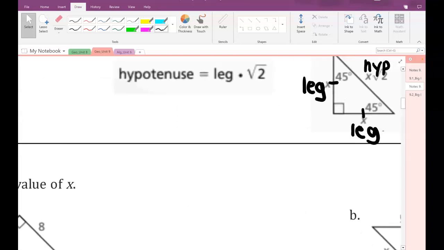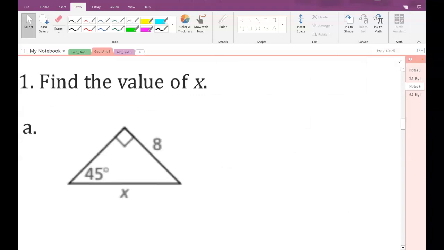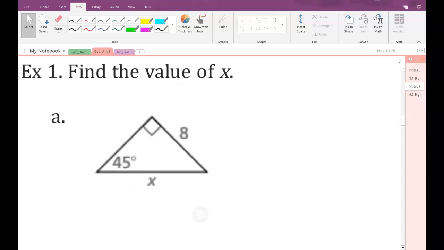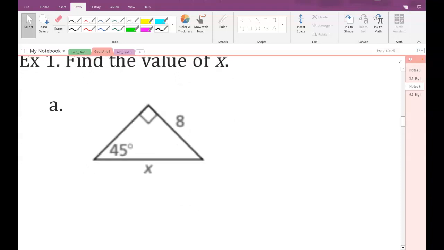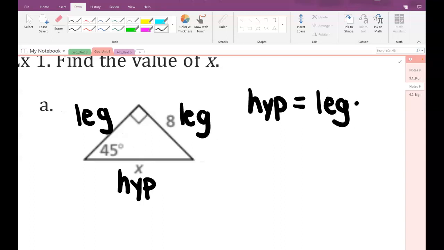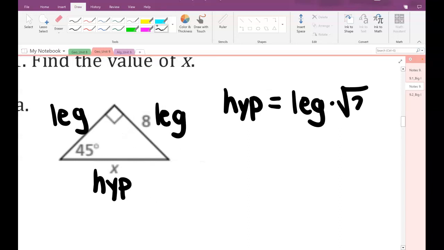So for example 1A, we'll just jump right into our example. We know that our legs are going to be adjacent to the right angle, and our hypotenuse is the one opposite of it, so the one across. So this is our hypotenuse, this is our leg, and this is another leg. And the formula in that last theorem said that the hypotenuse is equal to the length of the leg times the square root of 2.